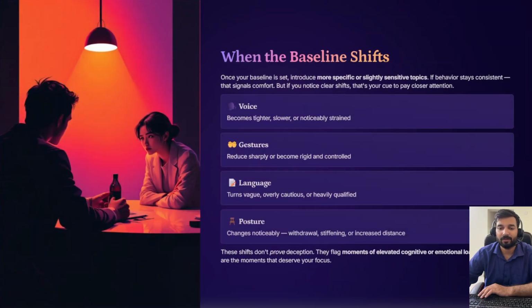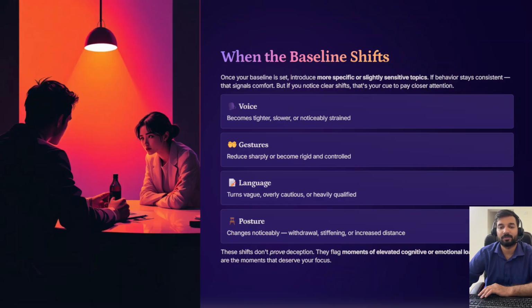Now, once you have that baseline, you can begin to introduce more specific or slightly sensitive topics. This is where things get interesting. If their behavior stays consistent, great. That suggests comfort and alignment. But if you notice clear shifts, that's your signal.